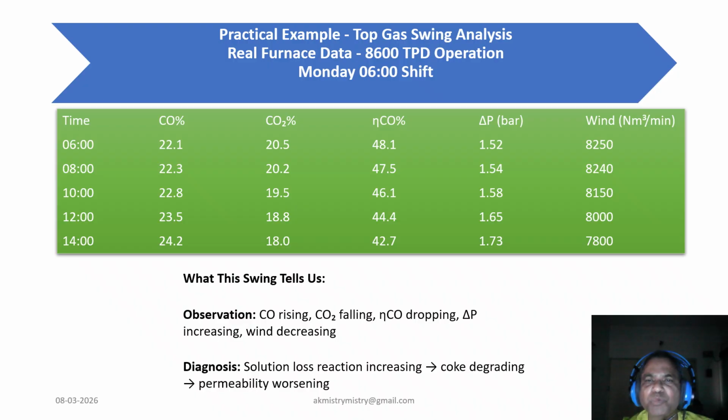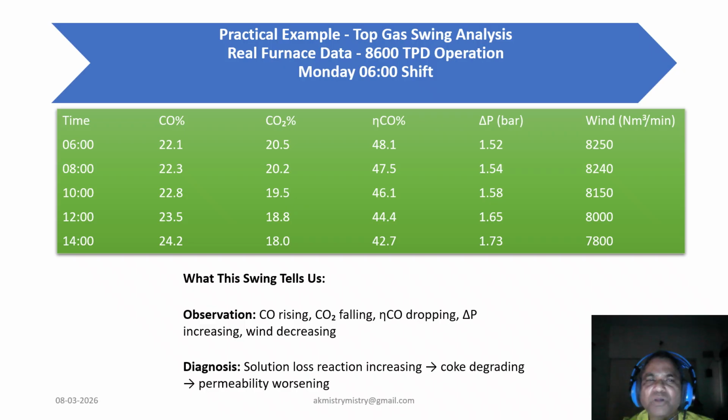But as the shift progresses, watch what happens. CO is climbing from 22 to 24. CO2 is falling from 20 to 18. Consequently, eta CO is dropping all the way down to 42 only. And critically, delta P is increasing while our wind volume is decreasing. What does this swing tell us? The diagnostic is clear.